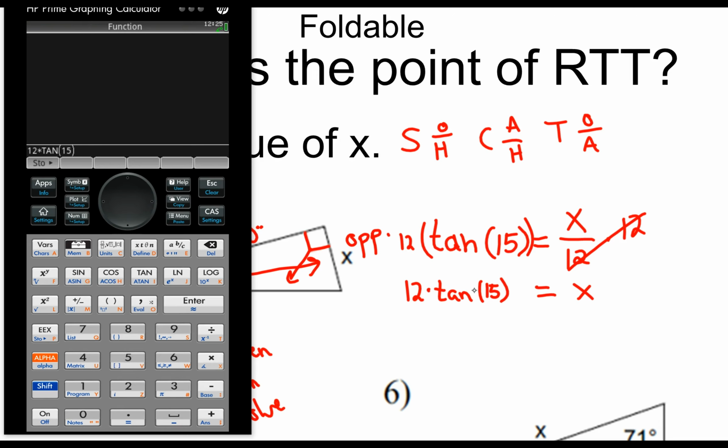Now, I think on your calculator, you have to close those parentheses, so you would just press that close parentheses button. So now what we have is 12 times the tangent of 15. And now that we've written that in, all we have to do is hit enter. And we are going to get some crazy decimal here. With most of these problems, you're going to get a decimal, and that's okay.